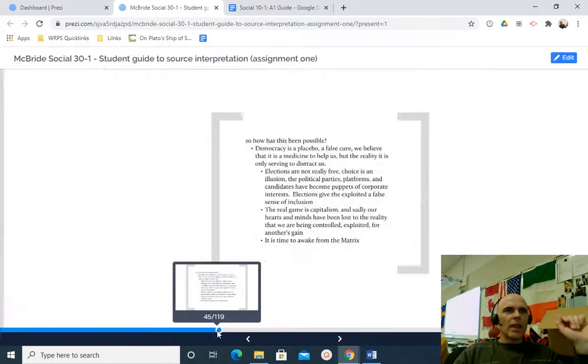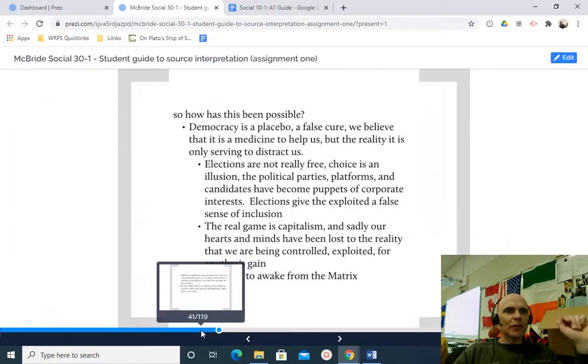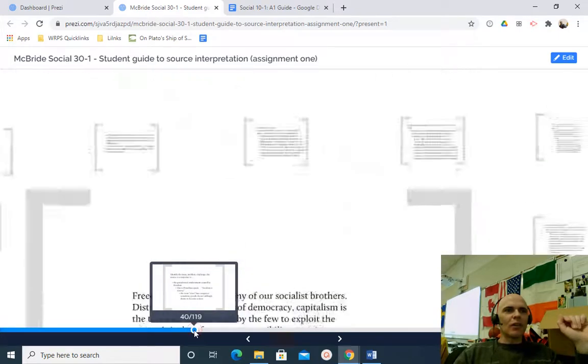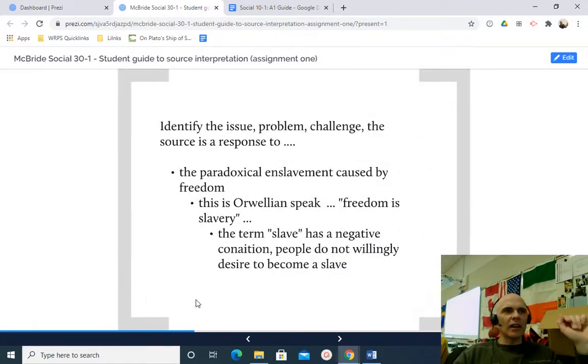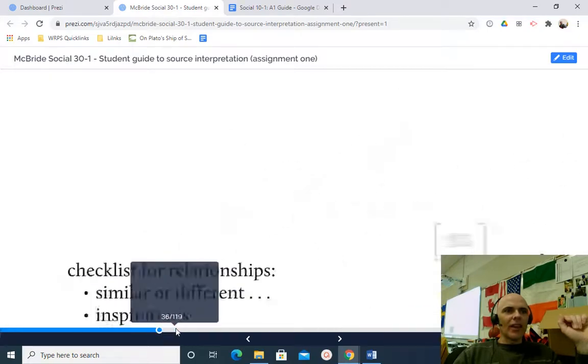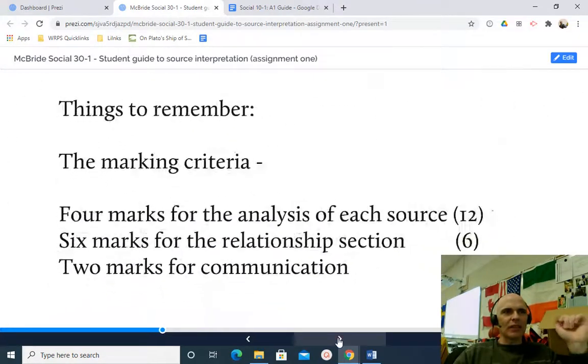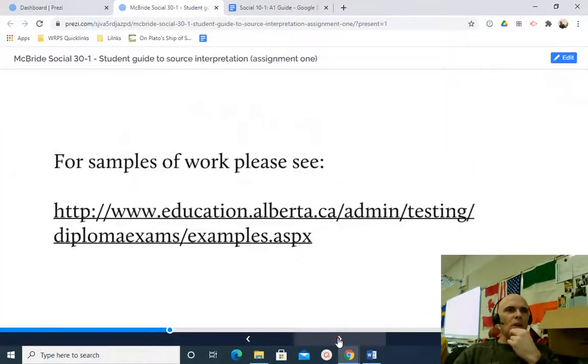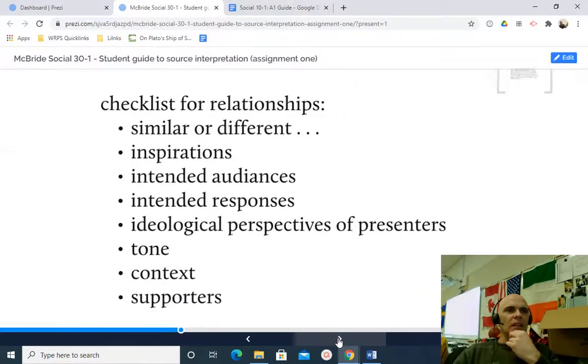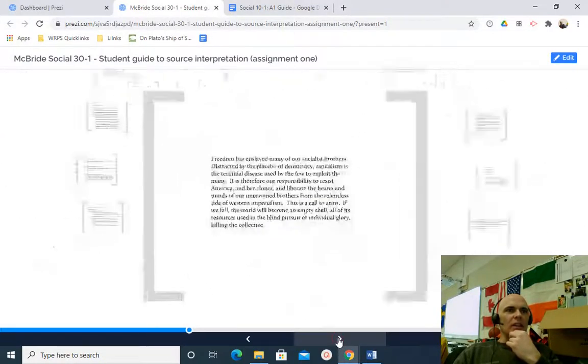So we have some sources here that we can look at. And as we look at them, we will go through the steps together. We will also be looking at the rubric at the end here as well.